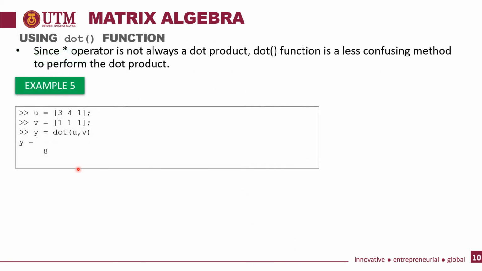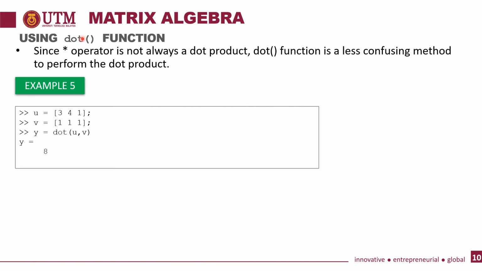The next alternative that you have for dot product is to use the dot function. Since the star operator is not always a dot product, the dot function is a less confusing method to perform the dot product. If I am a little confused about the star operator when we want to use it as a dot product, I will use the dot function because it only does the dot product. It doesn't do any other things.